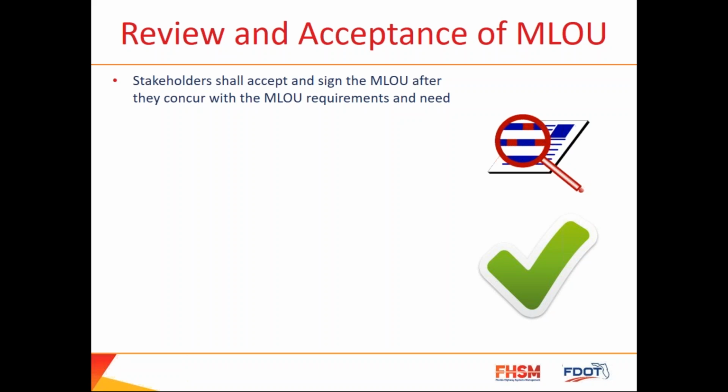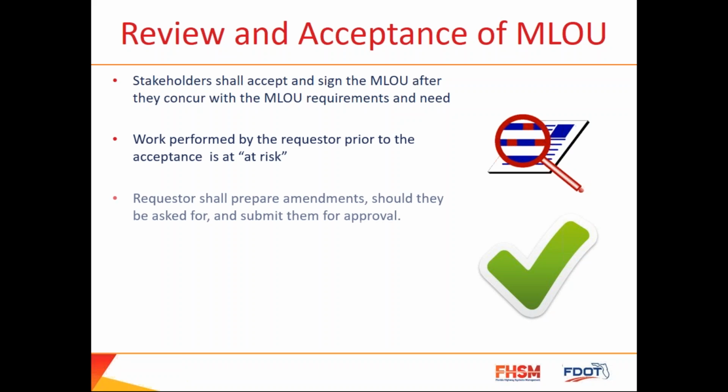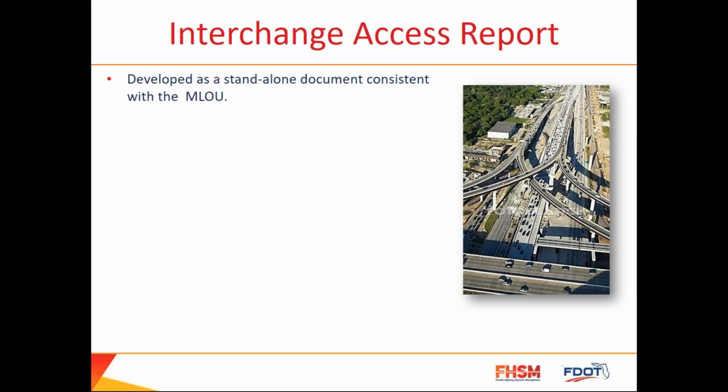So for the review and acceptance of an MLOU, all stakeholders shall accept and sign the MLOU after they concur with the MLOU requirements and need. The work performed by the requester prior to the acceptance is at risk, as I mentioned on the previous slide. The requester shall prepare amendments, should they be asked for, and submit them for approval. All parties must approve the amendment.